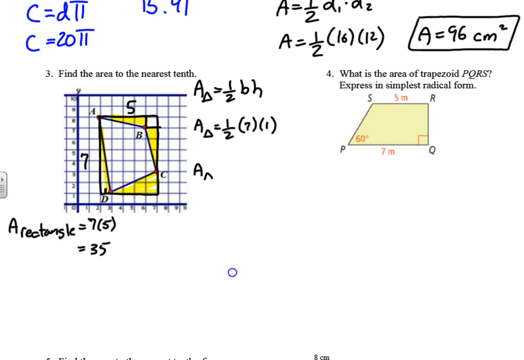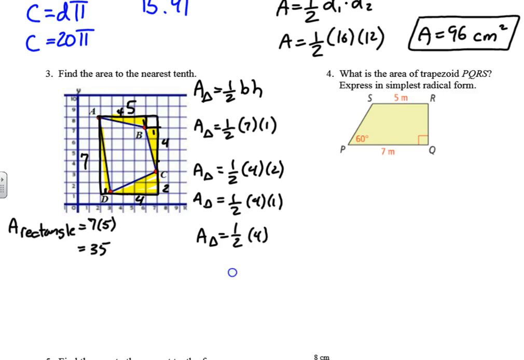I've got another triangle. Let's do the one on the bottom here. This would be 1, 2, 3, 4, 4 and 2. So 1/2 times 4 times 2. I've got this little triangle up here, 1, 2, 3, 4, 4 and 1. So the area of a triangle equals 1/2 times 4 times 1. And then I've got the area of the triangle over here. This is 1, 2, 3, 4 and 1. So 1/2 times 4 and 1.